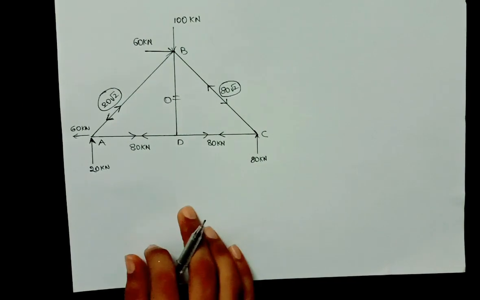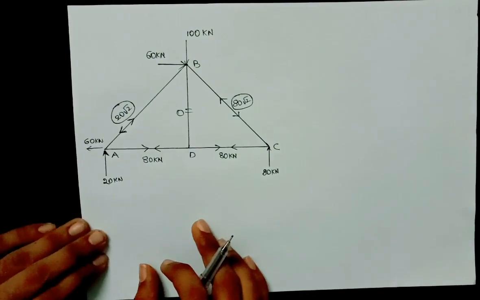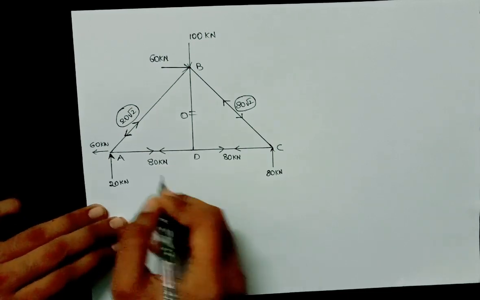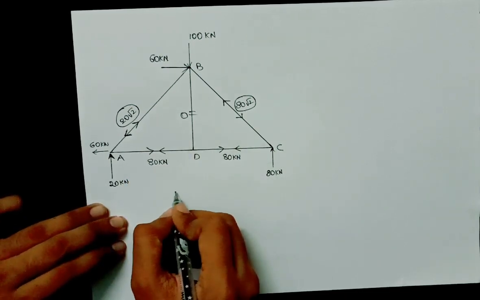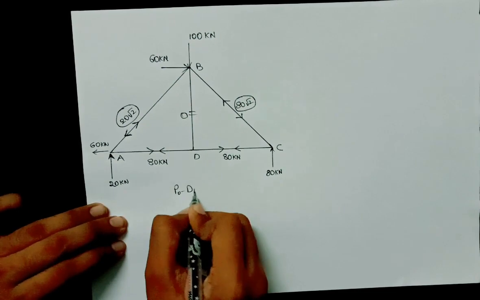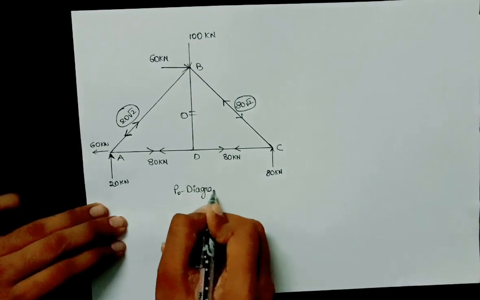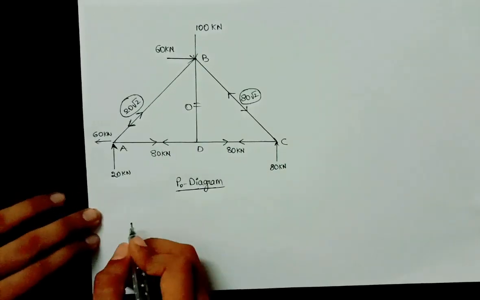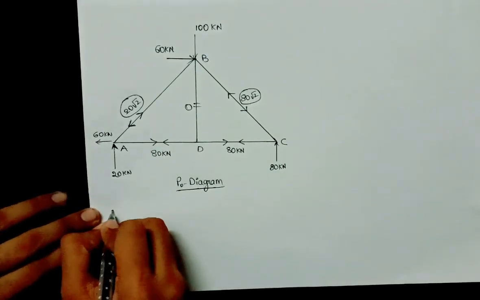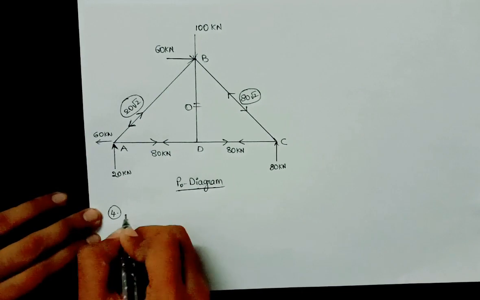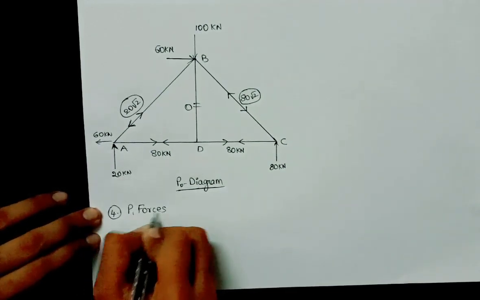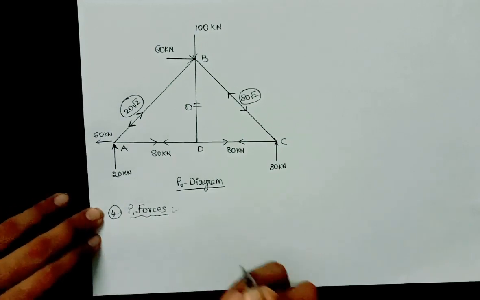So these are the values we have just calculated, and we have indicated all the values in one diagram. These are known as P naught forces, and this diagram is known as P naught diagram. After completion of P naught analysis, we will move on to the fourth step, that is P1 forces. Now P1 analysis, calculation of P1 forces.